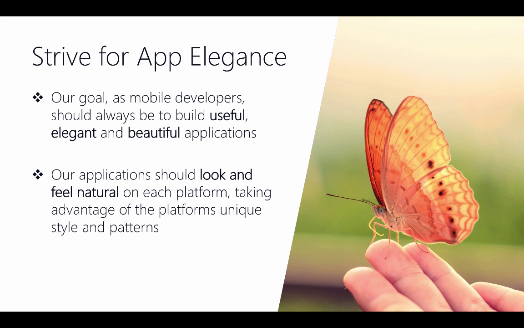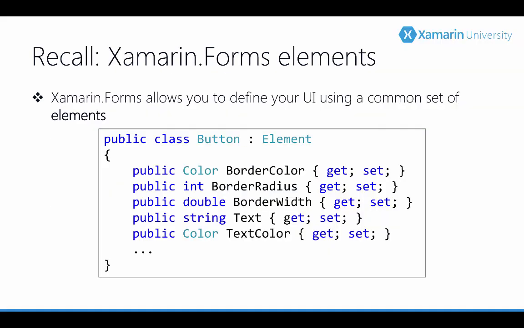Our goal is to quickly look at moving outside of the shared definition and to peek under the hood at how Xamarin.Forms renders controls and what we can do to alter that behavior. First, recall that we define our UI using shared elements. As an example, here is the button class that we use to define a button in our UI.